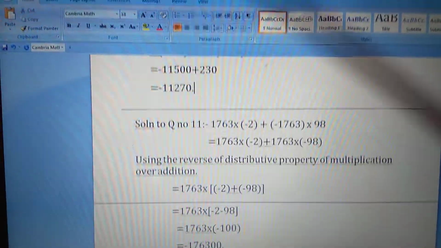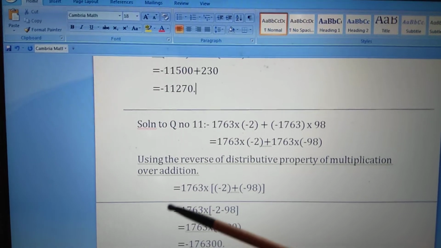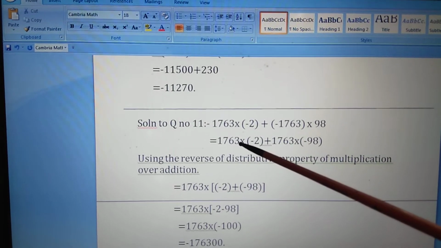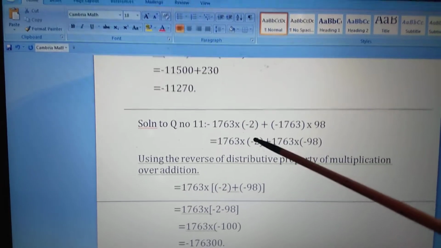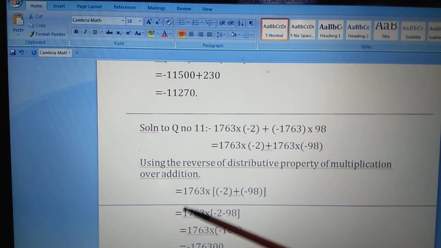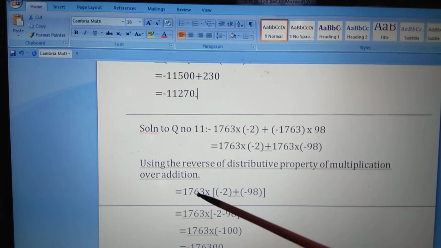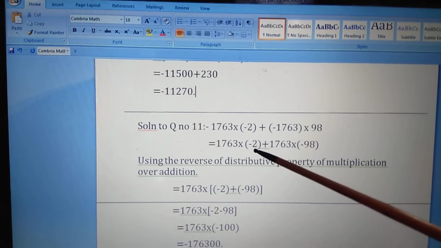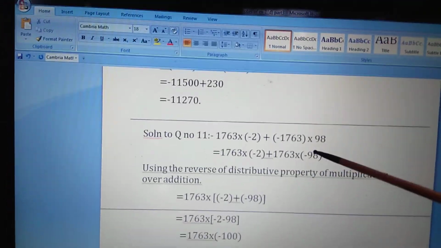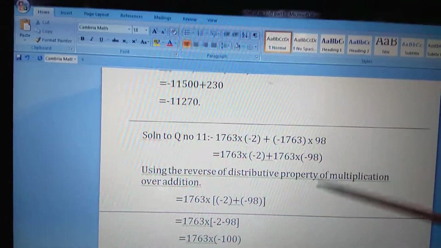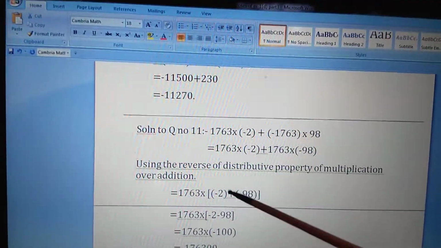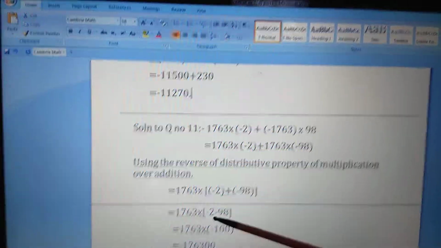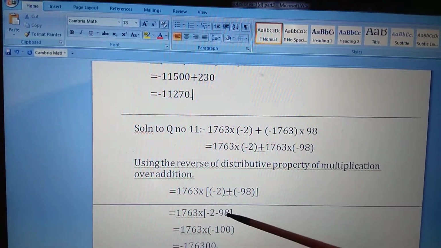Now the reverse of the distributive property we can use. Here we can find 1763 is distributed over minus 2 and 98. So what we have done, 1763 we have taken common. So if we take this as common, here it is left with minus 2 and here it is left with minus 98. So by the rule of BODMAS, the bracket is removed. So here it is left minus 2 minus 98.